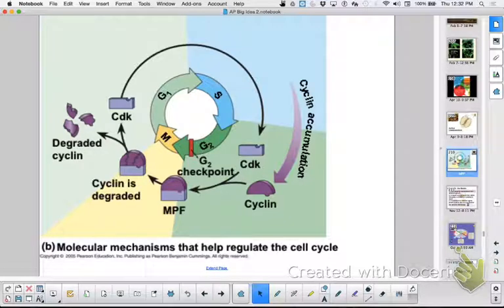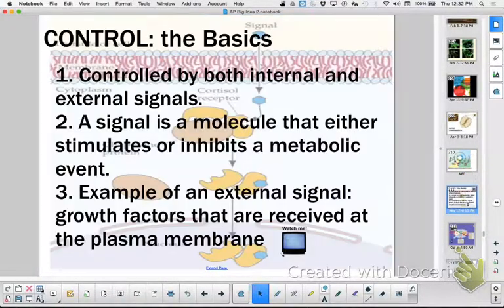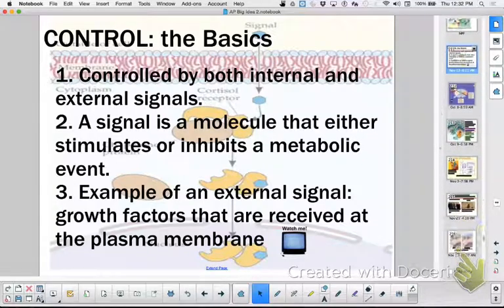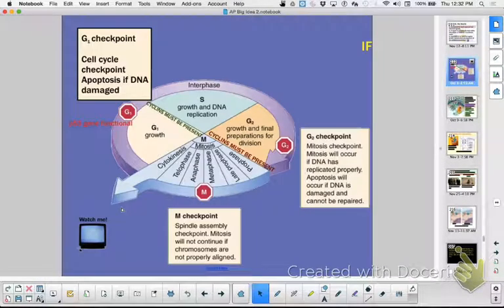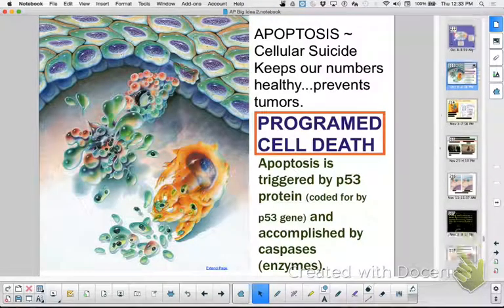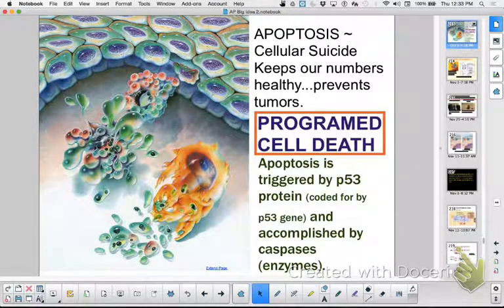And we talked about cytokinins, we talked about CDKs, right? And activating them so that you move on to the next stage of the cell cycle. So controlled by internal and external signals. It could inhibit or stimulate an event. Growth hormones are an example of something that would stimulate an event. We talked about checkpoints, so that if things aren't going well, then that cell can commit apoptosis. If it can't repair it, and here's the apoptosis slide, we already mentioned that.